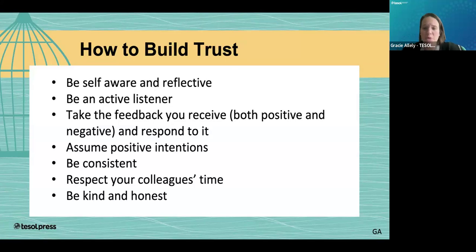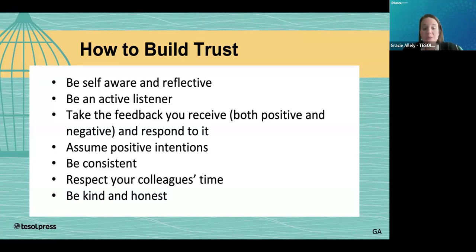Taking the feedback you receive, both positive and negative, and responding to it. Again, assuming positive intentions. This is one that in every coaching relationship I've had, I set as a starting norm, almost like we often do at the beginning of the school year with our students, where we set our guidelines or behavior expectations for ourselves in the classroom. I do a similar thing with those that I coach, and assuming positive intentions is always there. Because it can be hard. It can be hard to always think that someone's coming from a place of good intentions, but this is essential.